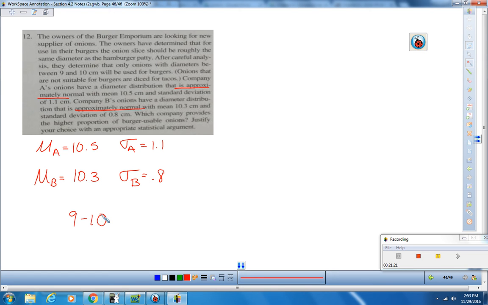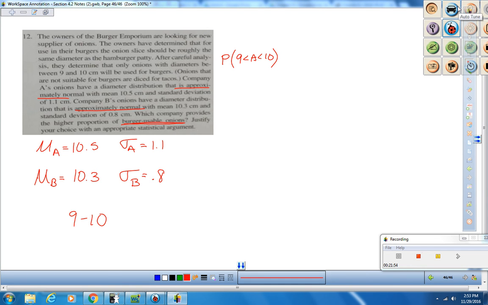So it says which company, and I laughed when I read this, which company has a higher proportion of burger usable onions, whatever. So basically, we're going to calculate the proportion of A, that would be between 9 and 10, and the proportion of B, that would be between 9 and 10, using z-scores. So we're going to start with the probability that A is between 9 and 10. So 9 is less than A, which is less than 10, right? And that's just done really easily through a z-score, okay?